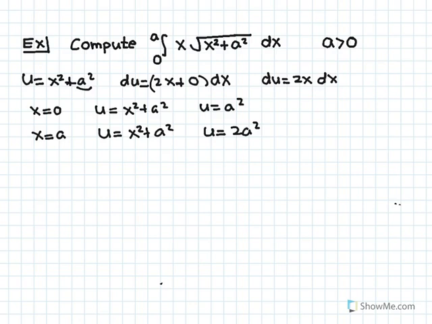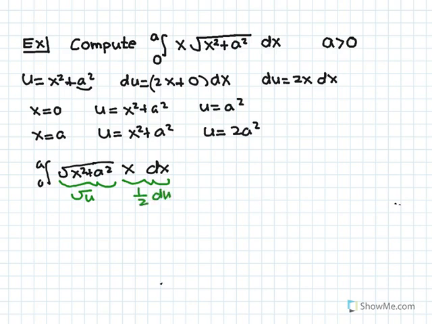All right, so now let's rewrite the integral. We have the integral from 0 to a of root x squared plus a squared times x dx. Now, root x squared plus a squared, this part is going to be root u. X dx is going to be 1/2 du. Let's show that here. We can divide both sides by 2, and we get 1/2 du is equal to x dx. We also transform the limits, so we have the lower u limit as a squared, the upper u limit as 2a squared, u to the 1/2 times 1/2 du.